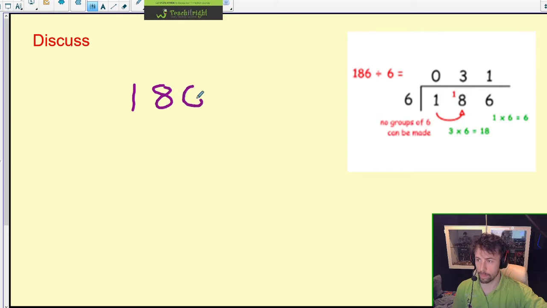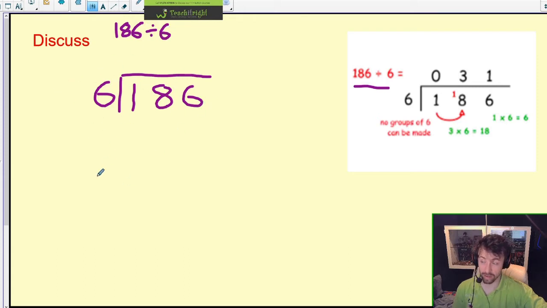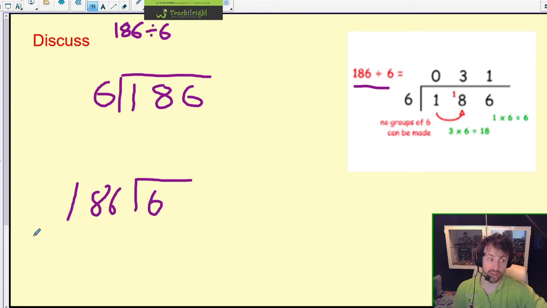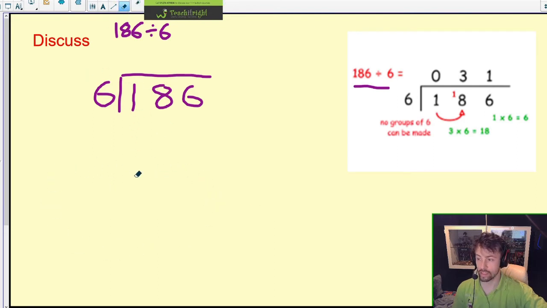Well, if I saw this, it's important I know which way round it was written beforehand. So does this read as 6 divided by 186 or 186 divided by 6? I know it does say it there. The answer is 186 divided by 6. And it's very important that we don't get these the wrong round, because this answer versus this answer is going to be very, very different. This one's going to be a big decimal answer versus a much nicer one. So it's very important with division that you get them the correct way around.